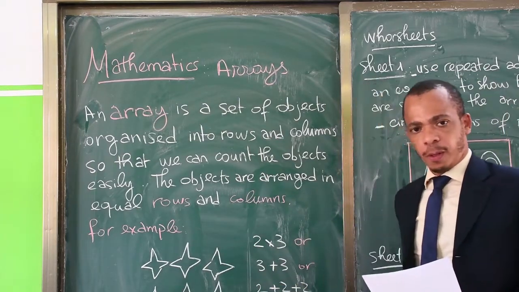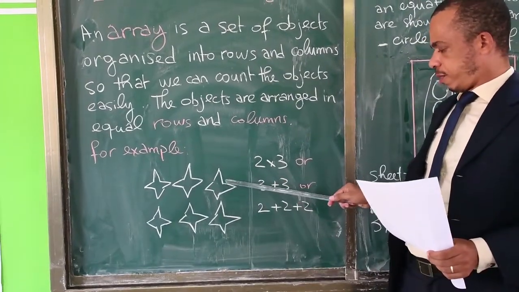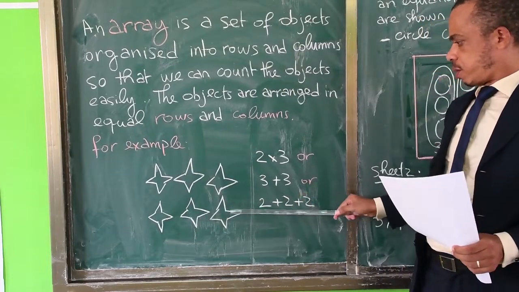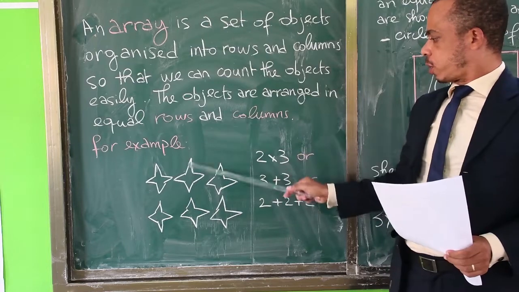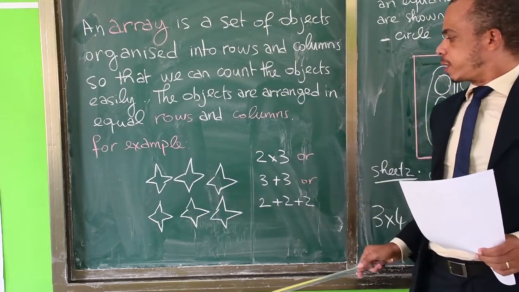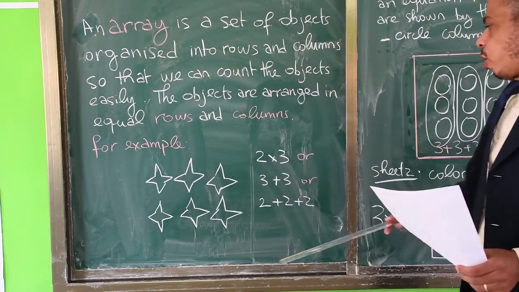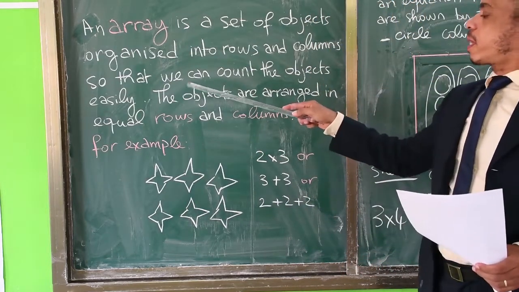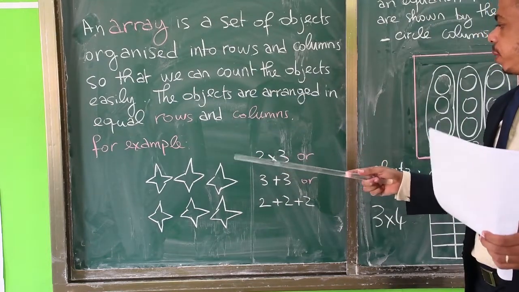Here is an example. Equal rows, 3 objects in the first row, 3 objects in the second row, equal columns, 2 objects here in the first column, 2 here, and 2 objects in the third column. So, how does this help me to solve repeated addition problems easily?